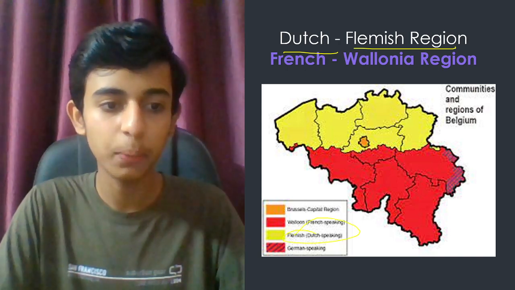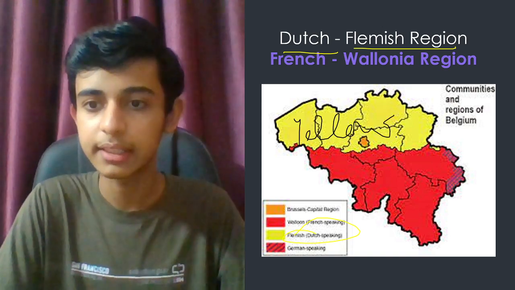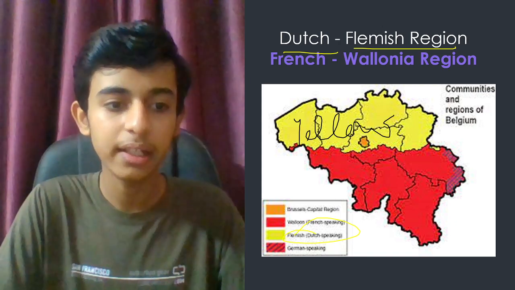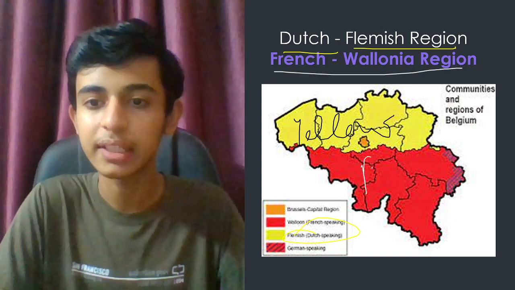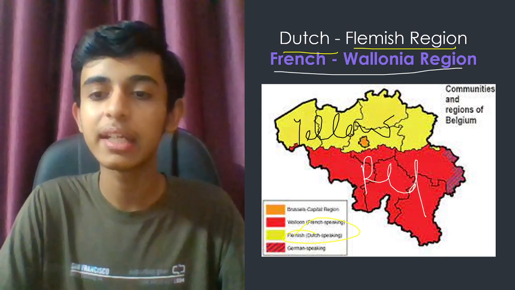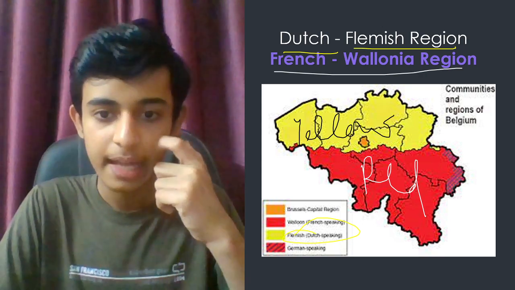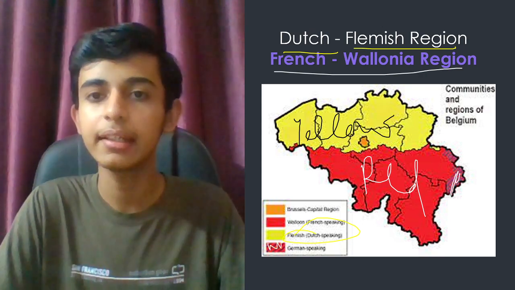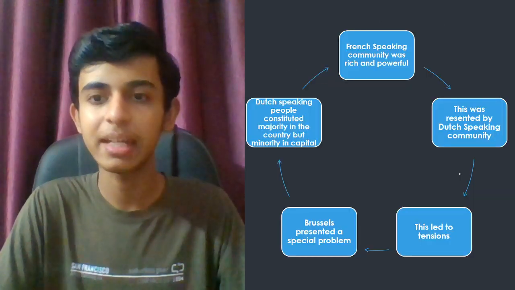This yellow part is your Dutch region. And the French people used to live in the Wallonia region, this red one. This is your Wallonia region where French people used to live. Okay, and this part which has been highlighted, this is your German speaking area. Okay, now coming to something very important.